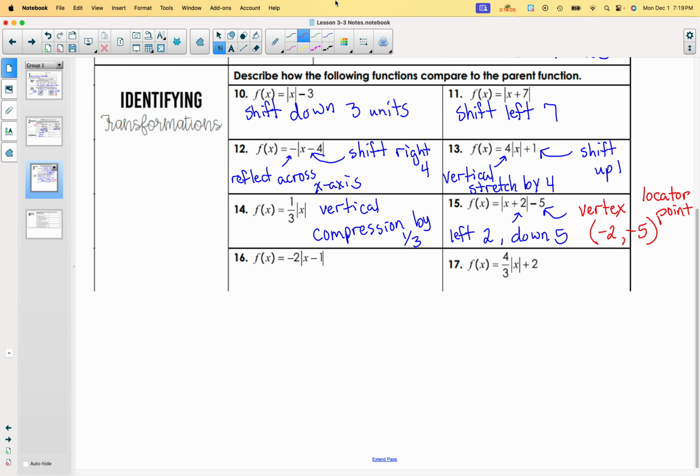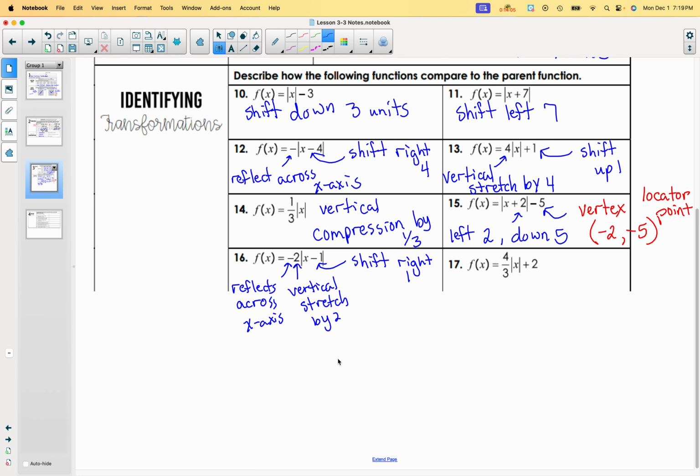All right, on the next one, we have actually 3 things going on. This negative sign reflects across the x-axis. The 2 is a vertical stretch by 2. And the -1 is going to shift to the right 1.